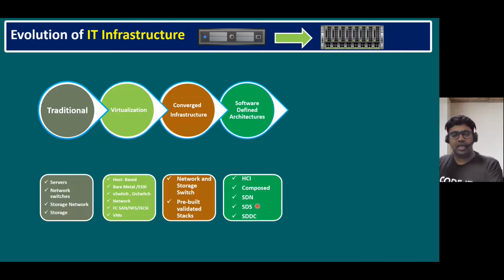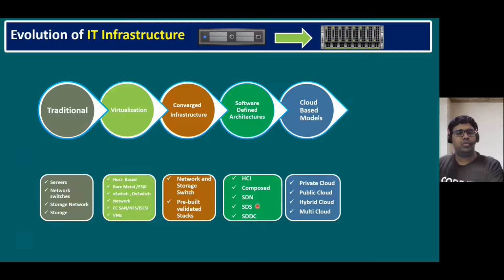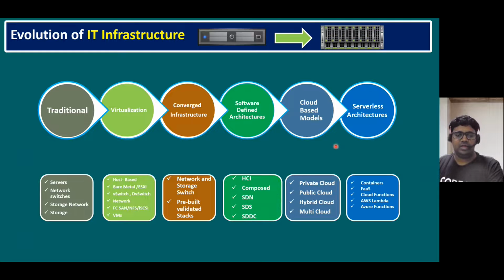And later there were some enhancements to this architecture, that is the cloud based models. Even within cloud based models we have private cloud, public cloud, hybrid cloud, and multi cloud. These definitions I will show you in the following slide. What is the importance of private, public, hybrid and multi cloud? And again, for these cloud based models there are some additional improvements, that is the serverless architecture. Now organizations are already moving to the serverless architecture. Here the main concepts are container platforms, that means Kubernetes, and function as a service. We also have cloud functions, AWS Lambda and Azure functions.